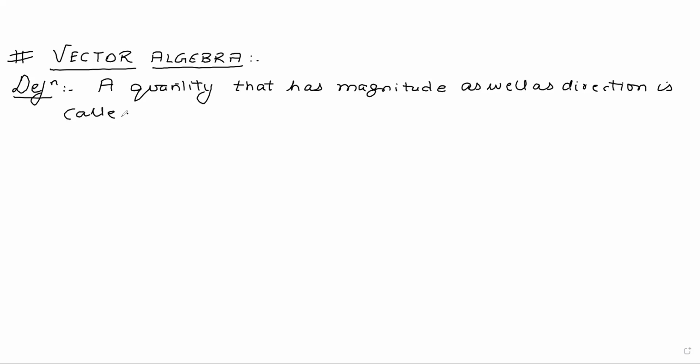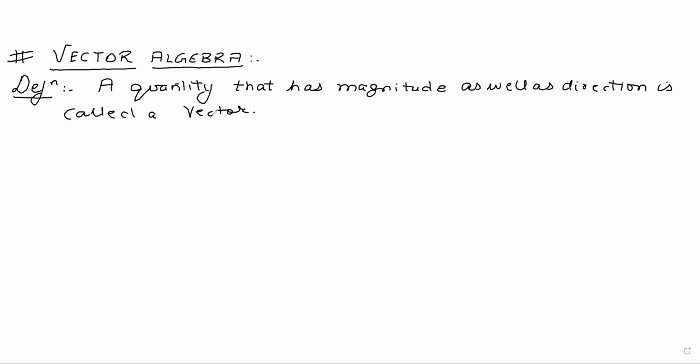A quantity that has magnitude as well as direction is called a vector. Now you must have studied this in physics as well.